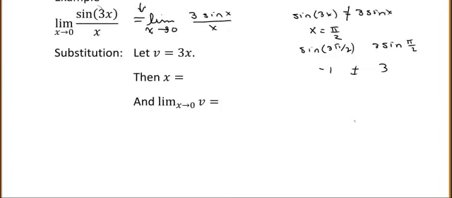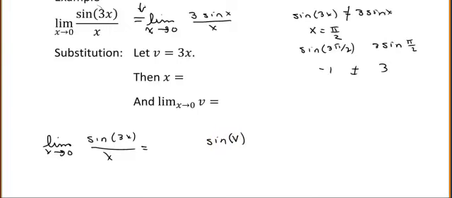The sound thinking way of doing this is to do a substitution. Let's look at this limit here: the limit as x approaches 0 of sine of 3x over x. Now let's make this substitution. Let v be equal to 3x. So this is going to be the sine of v. I'll fill in the blanks as we go along.